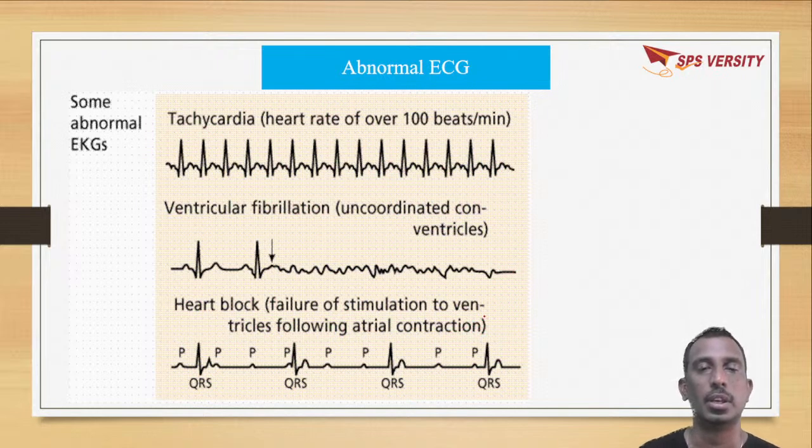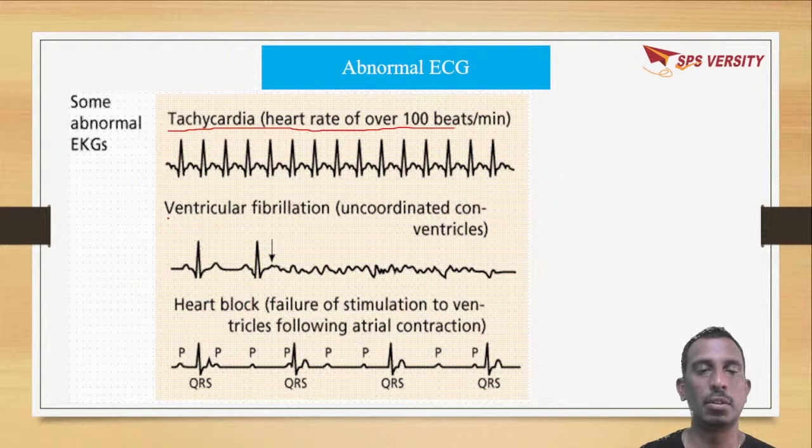Okay. So abnormal ECG represents different heart issues. Like if we come to tachycardia, where the heart rate is over 100 beats per minute. You can see there is a fast rate.